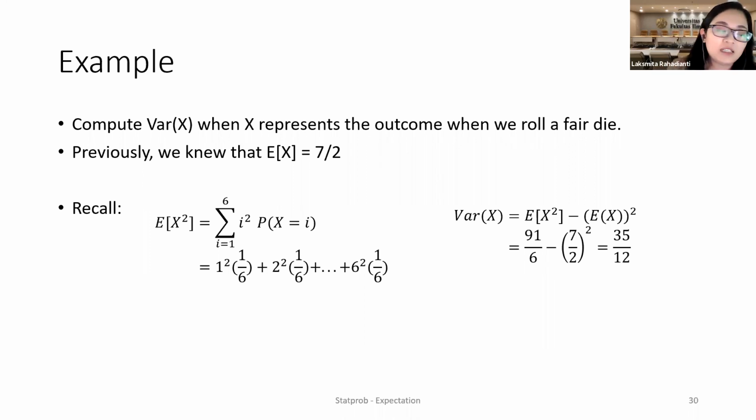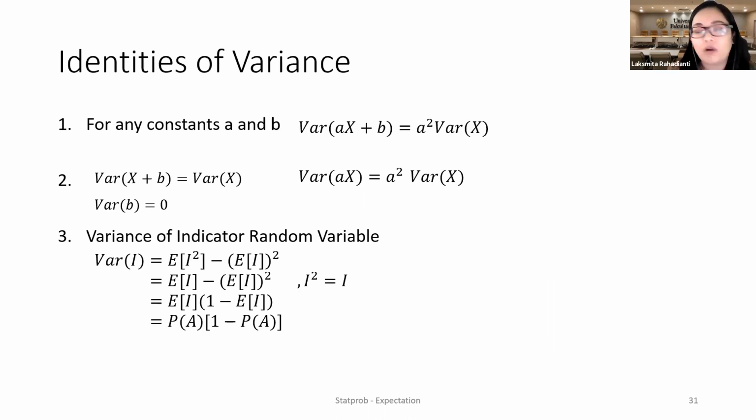And just like the expectation, which is the mean, the variance also has some properties or some identities, more or less the same, where we have the linear combination of x in this form. We can then compute for any constants a and b, and we have these identities as well.